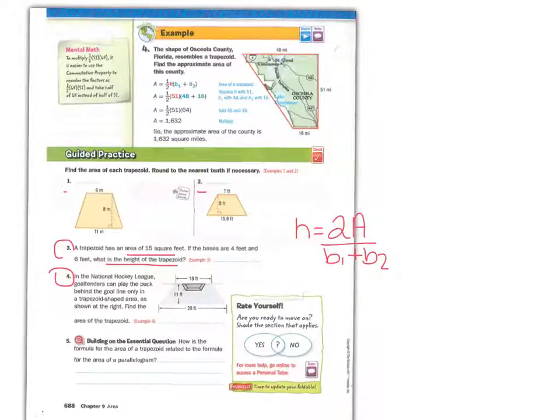And then the last thing is, how is the formula for the area of a trapezoid related to the formula for the area of a parallelogram? Tell us what you think is the same or different about those. And then lastly, please rate yourself. Are you ready to move on? Yes, no, or you have a question mark, like you need more help. When you've finished answering the questions and showing your work, please check your answers with Stuart and then show your teacher to show how you've done.